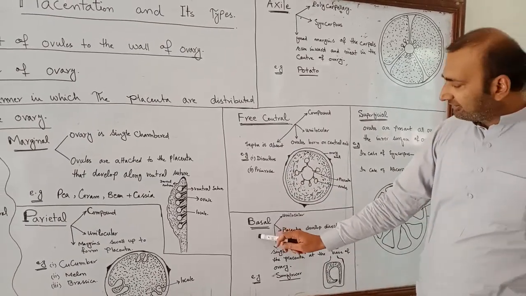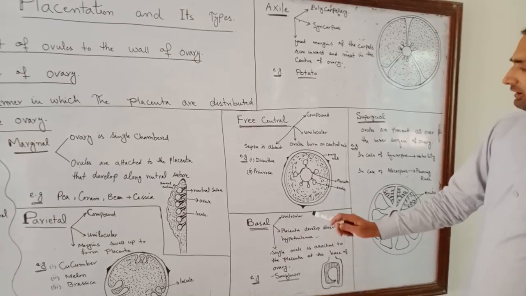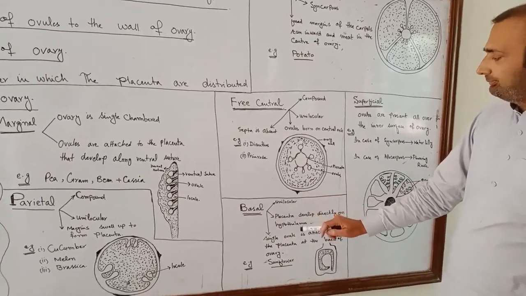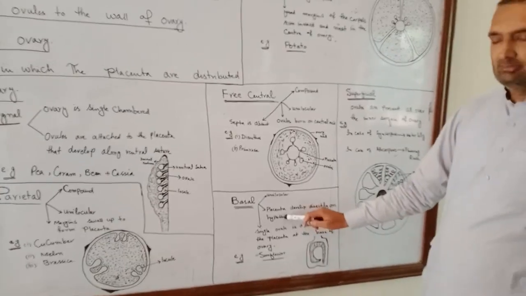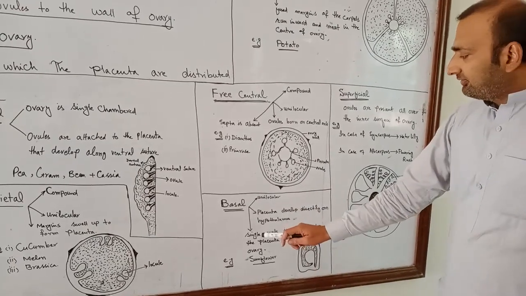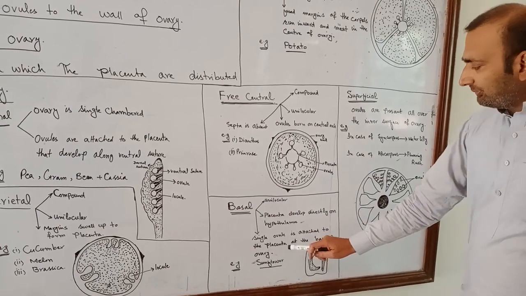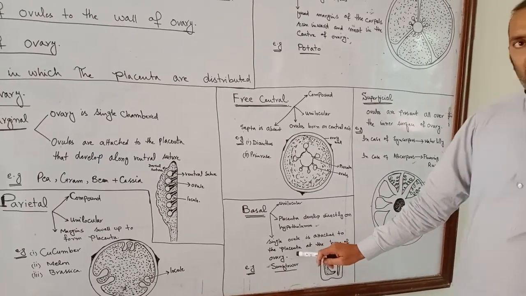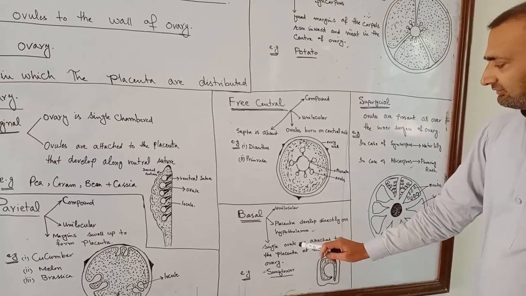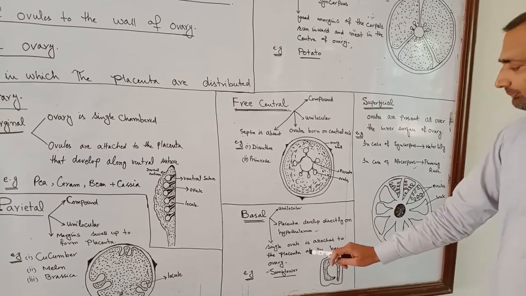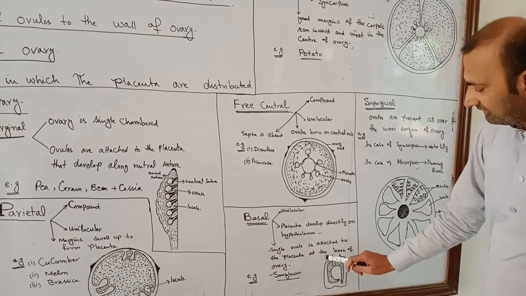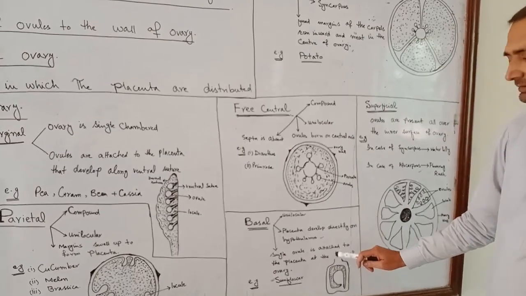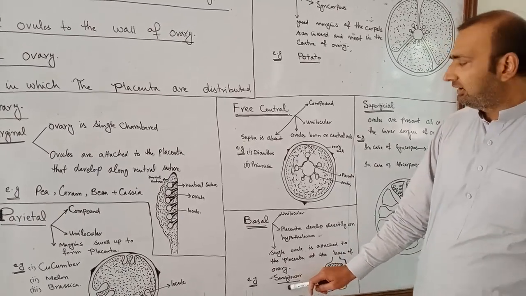Whereas in case of basal placentation, the ovary is unilocular, and the placenta develops directly on the thalamus. A single ovule is attached to the placenta at the base of the ovary. Please keep in mind that a single ovule is attached at the base of the ovary. Example is sunflower. This is the basal placentation that is found in sunflower.